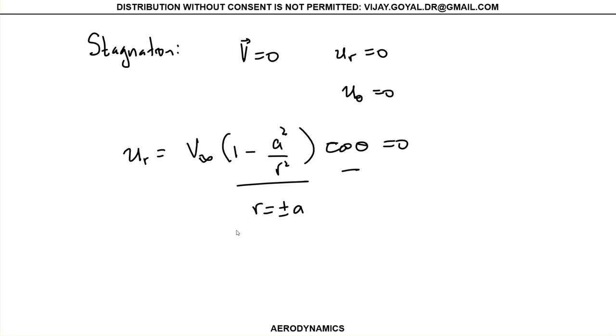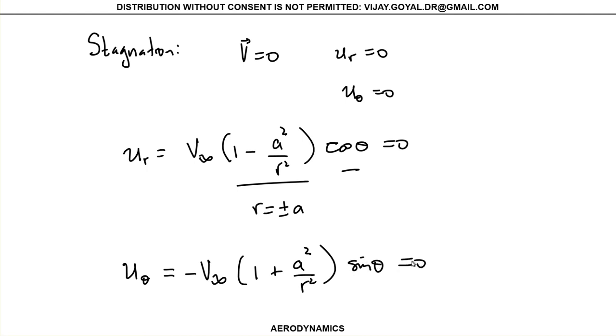And then what you can also see is that u_theta is equal to minus V infinite times 1 plus a squared over r squared, times sine of theta. And this cannot be 0; only the sine term can be 0. And this is 0 when theta is equal to 0 or equal to pi. So that kind of makes sense in the problem if you look at what's really happening with the flow.